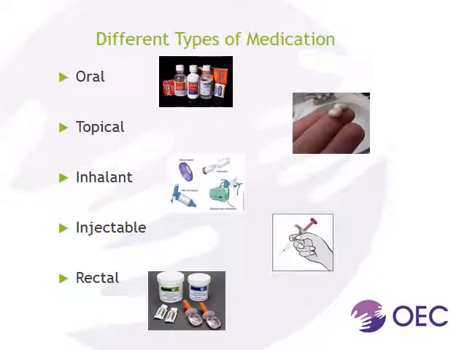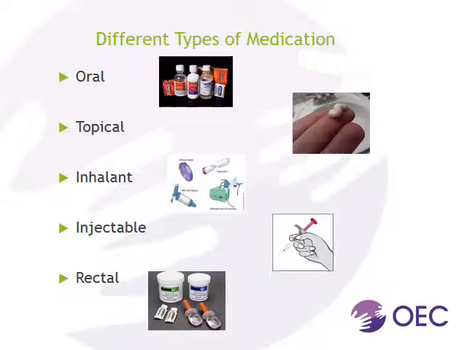There are many different types of medication. The first type of medication are those that are taken orally or by mouth. These are the most common and are generally in the form of a capsule, tablet, or liquid. Next, we have topical medications, which are applied directly to the skin or mucous membrane. These are generally in the form of a lotion, ointment, cream, drops, or patch. Inhalant medications are those that you breathe directly into your lungs. Examples are inhalers and nebulizers.